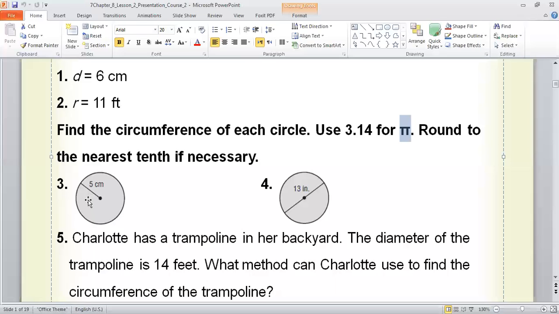Okay, 5. I will multiply firstly 2 by 5. 2 by 5 equals 10 times 3.14. Excellent. It will be equal to what? 10 times 3.14 equals 31.4. So the circumference here is 31.4.